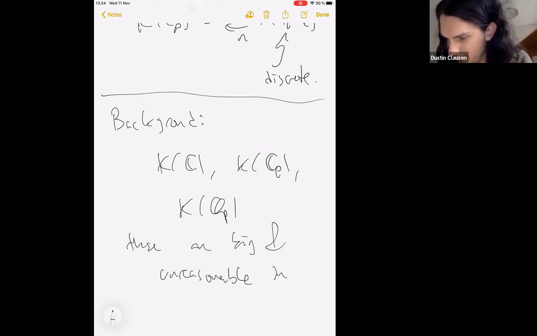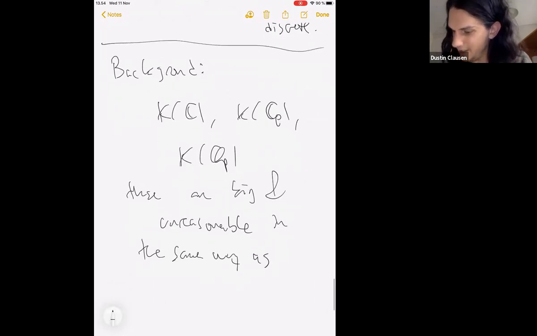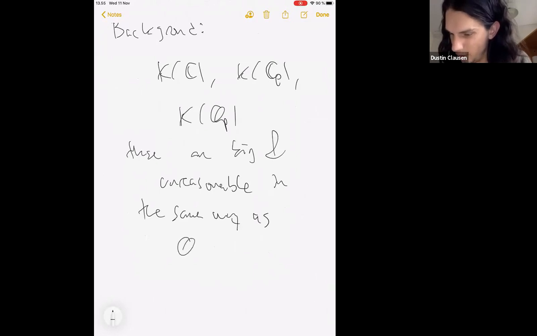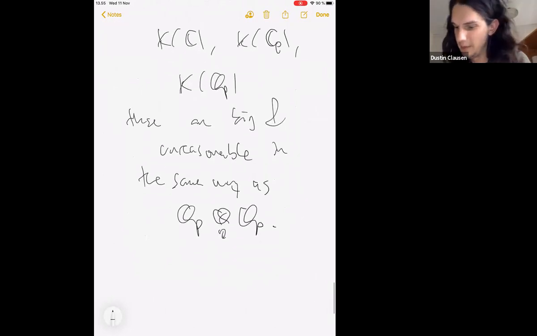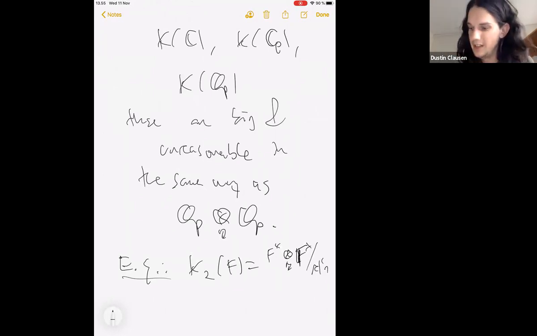In the same way as things like Q_p tensor over Z Q_p are. For example, if you look at K_2 of a field, this is F^× tensor over Z F^× modulo some relation, the Steinberg relation. And in particular, you're seeing this algebraic tensor product up here. Even if you go ahead and consider everything as a condensed thing, it's not going to really help you out, because you have this really weird group on the right-hand side that doesn't look very nice.